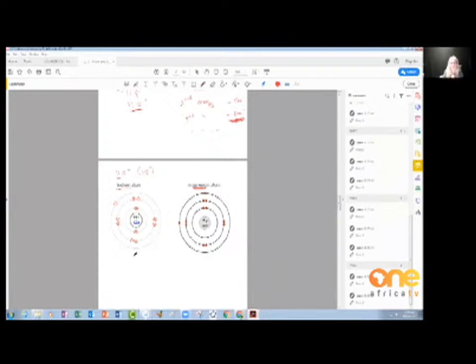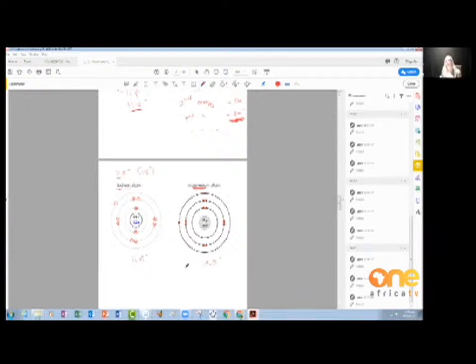You see this one with 11 electrons is sodium, but this one with 12 electrons is magnesium. It's a different element, because different numbers of protons and electrons represent different elements.